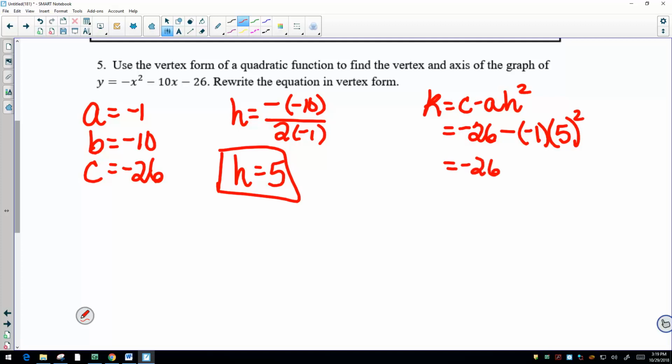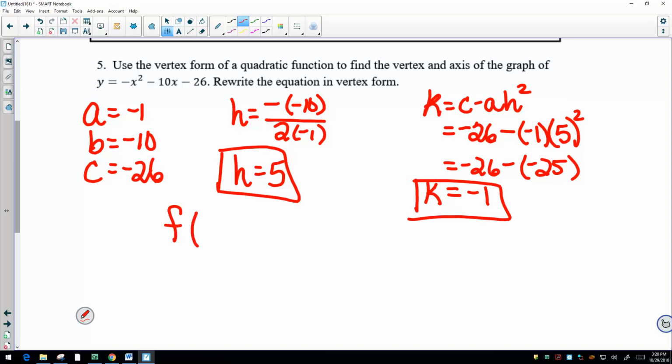Okay, so 5 squared, we get 25. 25 times negative 1 is a negative 25. So now I have a negative 26 minus a negative 25. That's going to leave me with k equaling negative 1. So if we now write this in that vertex form, we have our a value. A is negative 1 times x minus h squared plus our k value. Now notice our k value is negative 1. So plus a negative 1, we don't have to write that. We could just write minus 1.